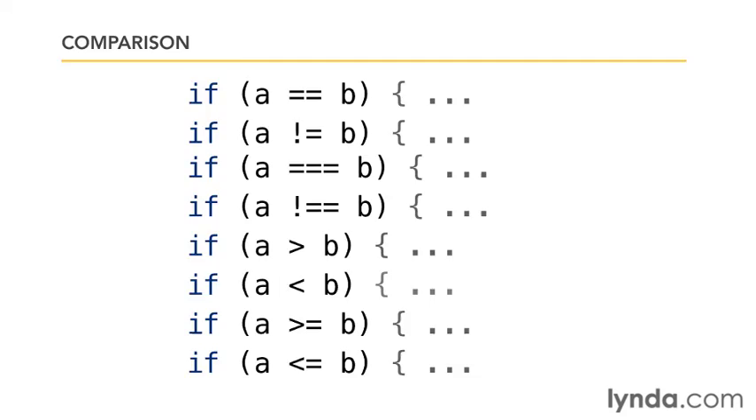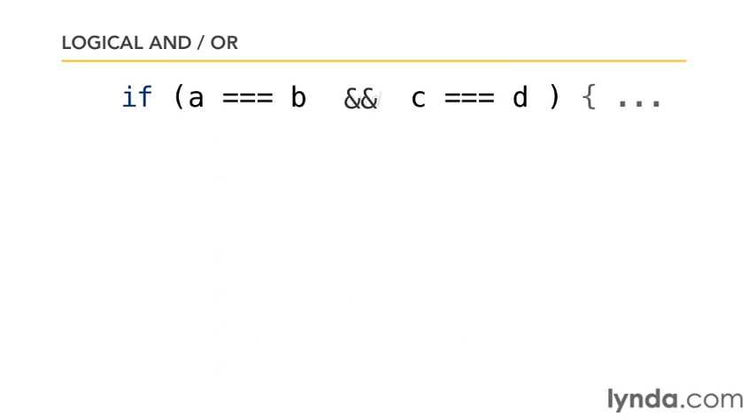Now, what happens if you have a few questions to ask? If in a situation that we're comparing several things, I want to know if A is strictly equal to B and C is strictly equal to D, how do I write that? Well, what we'll use here is the double ampersand. This means and, a logical and. And I say logical and there because some people take and as meaning addition.